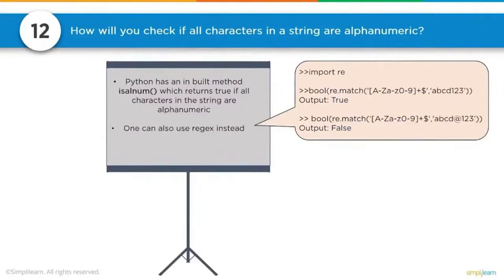Number 12 again, how will you check if all characters in a string are alphanumeric? If you know isalnum, which returns true if the characters in the string are alphanumeric, one can also use regex instead. So we have Boolean re.match. What's important to note is your capital A to capital Z, lowercase a to z, 0 to 9, which means that set includes all of those, plus a dollar sign, and then the string we're comparing to, ABCD123. If all the characters match the pattern, we get an output true, and if not, an output false.